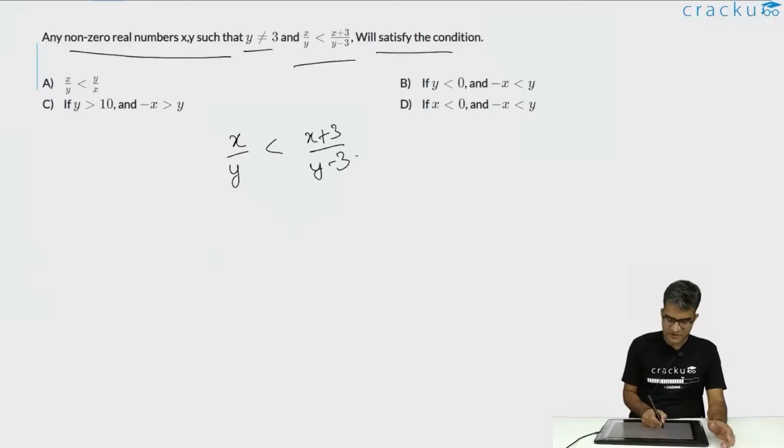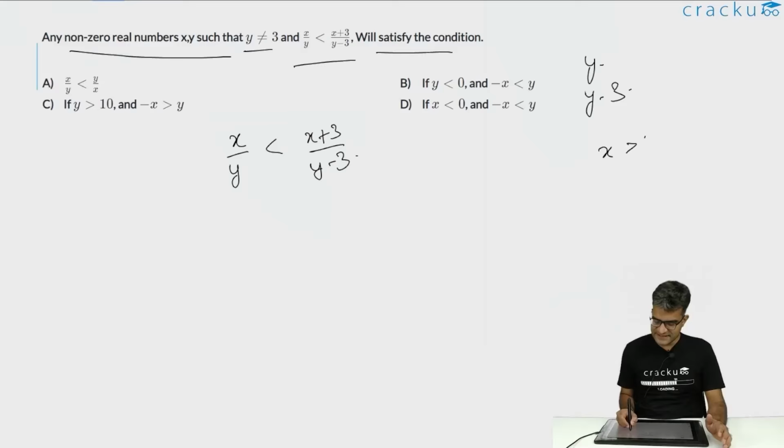If you are multiplying both sides of the inequality with a negative number, the sign of the inequality will change. That is, if you are told that x is greater than y, and you multiply both sides with minus 1, minus x will be less than minus y. So here we don't know the sign of y and y minus 3, so we can't cross multiply. But what we can do is bring it to the other side of the inequality.